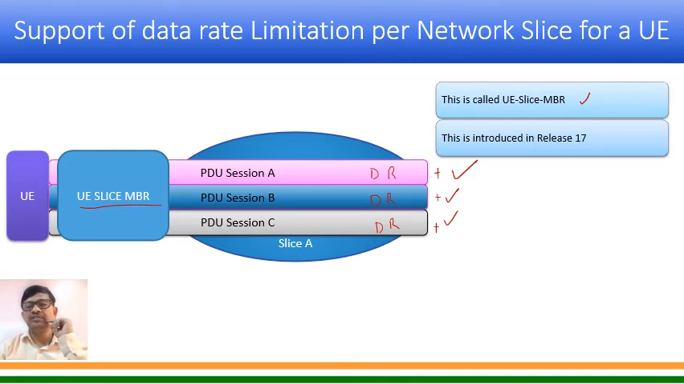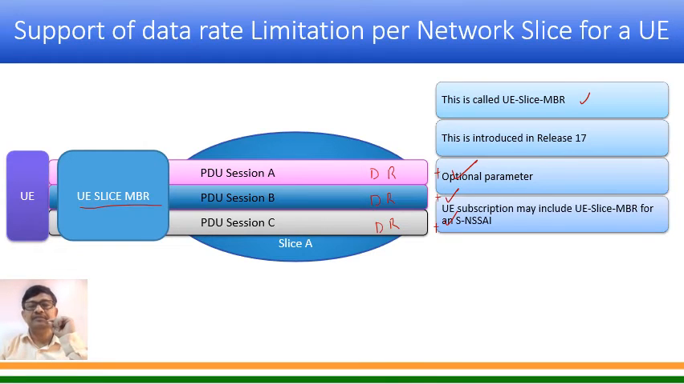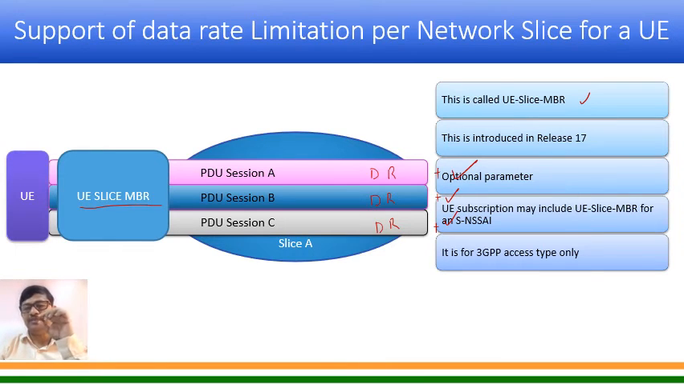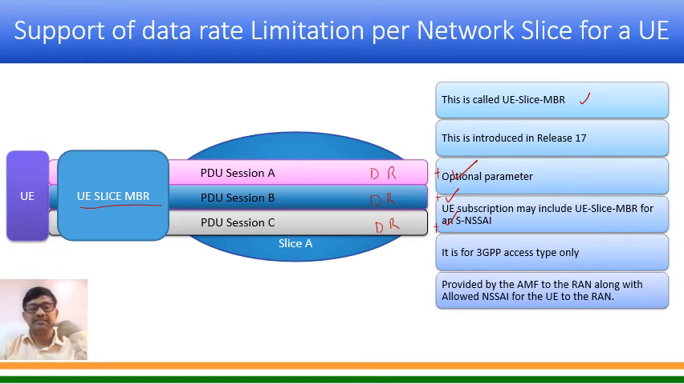This was introduced in release 17. This is an optional parameter. And then when the UE subscribes, this is kind of a provision of what could be the UE slice MBR for different slices. And this particular parameter is for 3GPP access. That means it will be in a RAN, that is gNodeB or New Radio kind of a radio access network. It may not be applicable in a non-3GPP access.